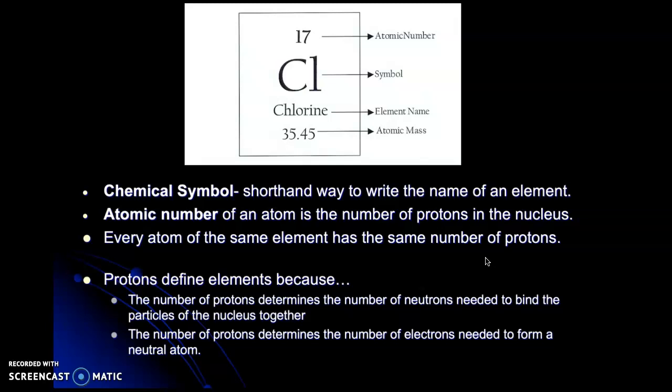There's the element name, chlorine. That's just kind of an obvious thing. And then the last thing is called atomic mass. So the atomic mass for chlorine is 35.45. And just as an aside, you guys don't really know what a mole is, but I'm telling you that if you have a mole of chlorine, it'll have a mass of 35.45 grams.